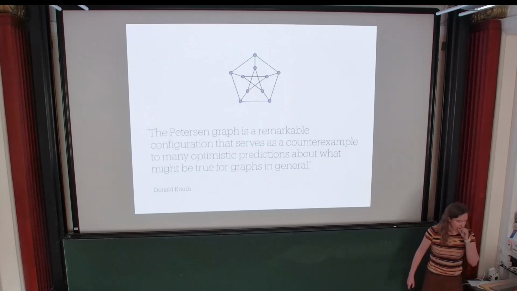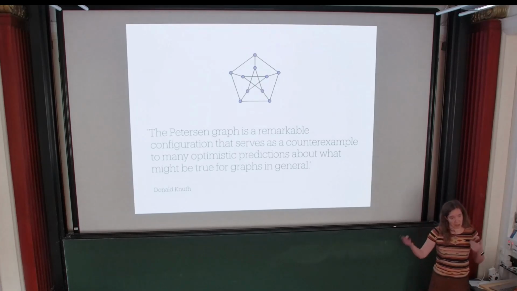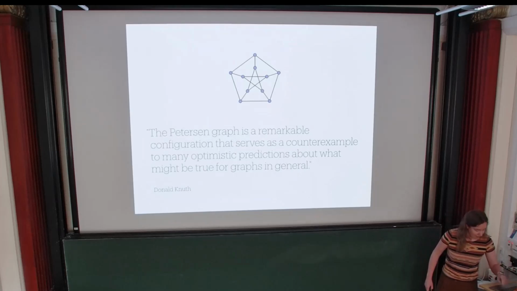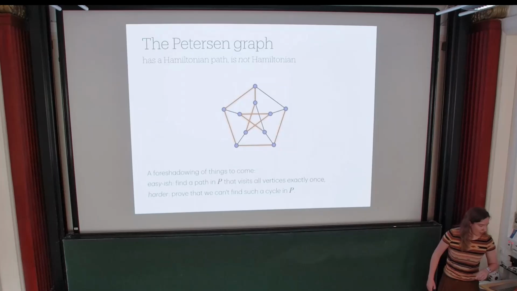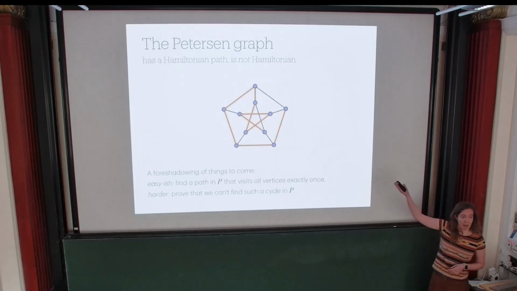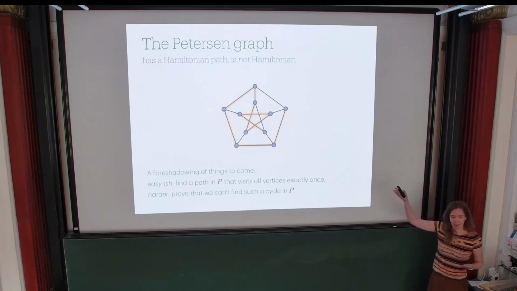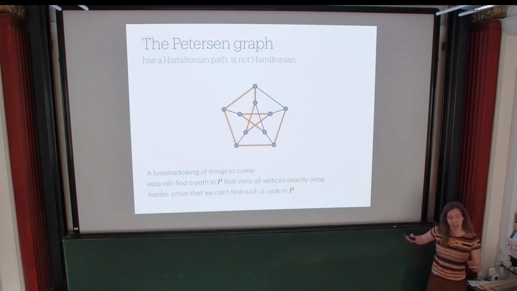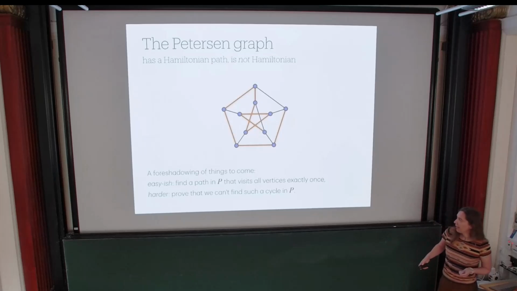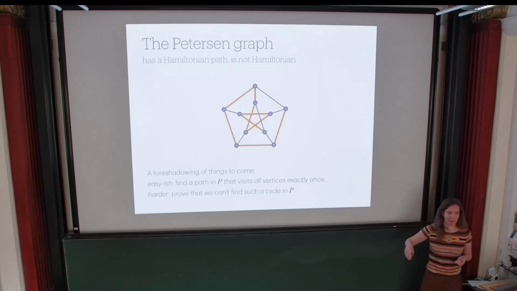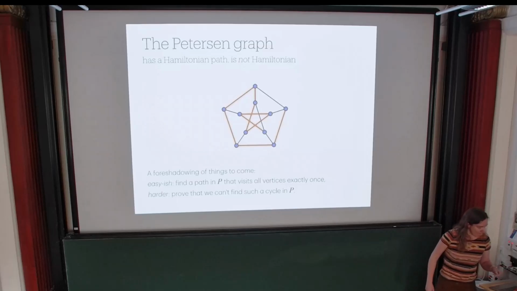So this graph is, for example, a good example of such an example. It's the only one of only 13 cubic distance regular graphs. And it has another property and non-property. So it has a Hamiltonian path, and as you can see, it's easy to find it. That's a path that visits all vertices exactly once, but it does not have a Hamiltonian cycle, which is slightly harder to prove. And this is a small foreshadowing of things to come. But that's hard to prove.